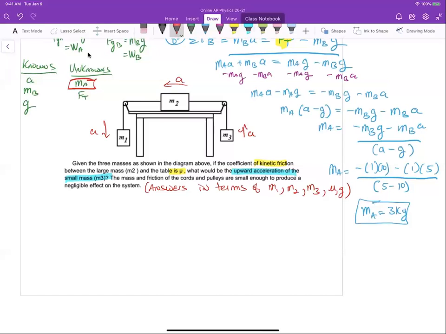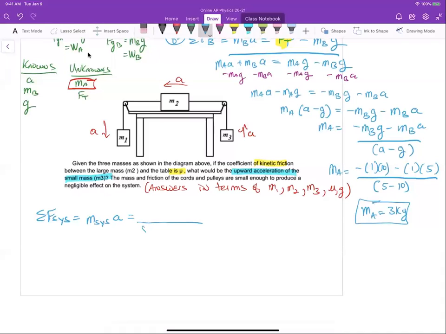Now, we've talked about the easiest way to do this, because there are so many forces, is to sum the forces on the system, which will be the mass of the system times the acceleration. And now I need all of the external forces. I need to sum up all the external forces on the system, right?